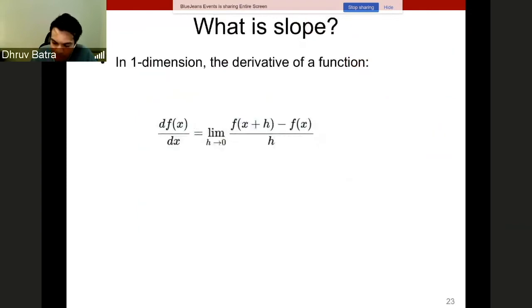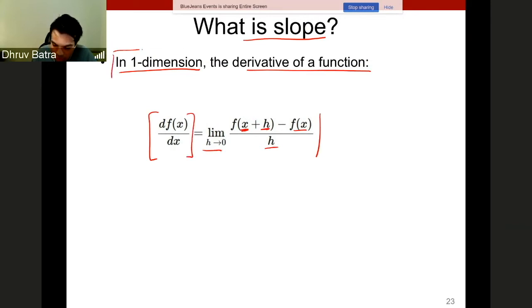So what is this notion of a slope? Now, these are all things that you should be familiar with, but just as a recap, in one dimension, the derivative of a function is defined like this. It is the limit of a particular ratio. It is defined at a particular x that you'd like to compute. The limiting change in a function as a ratio of the change. This is the definition of derivatives.